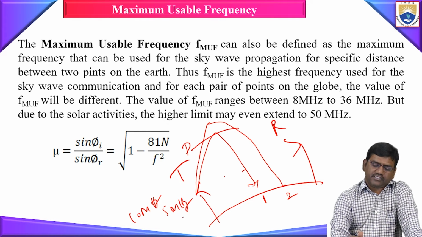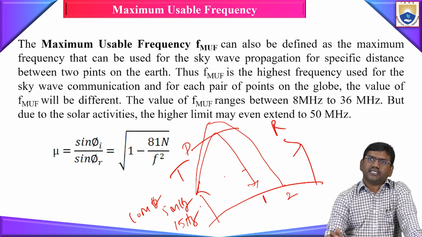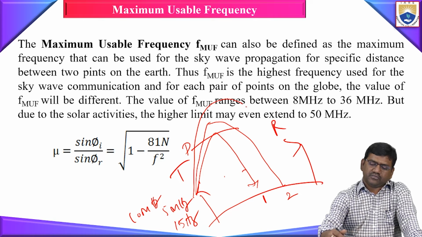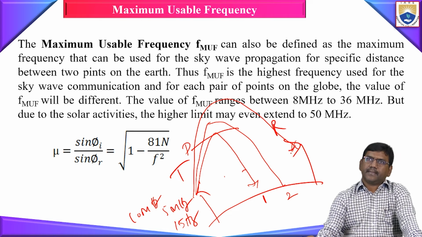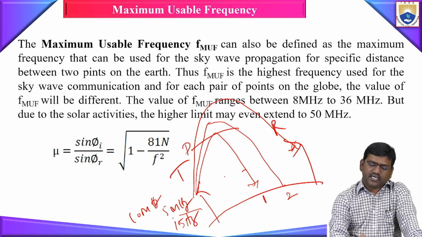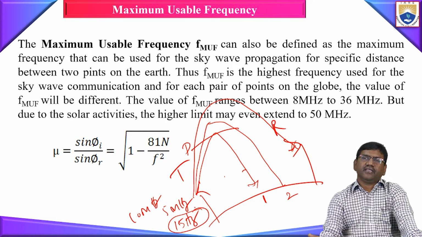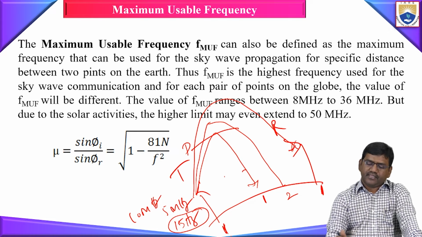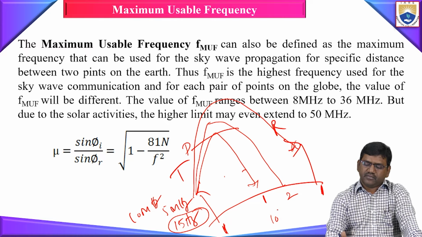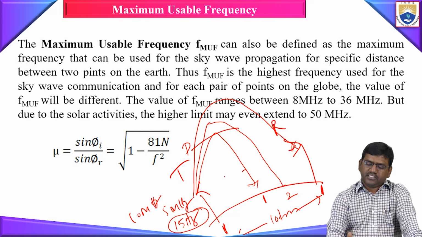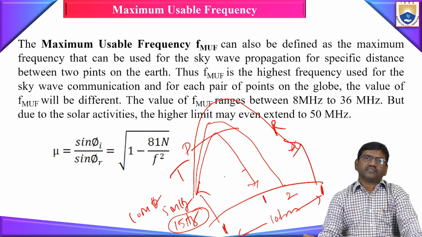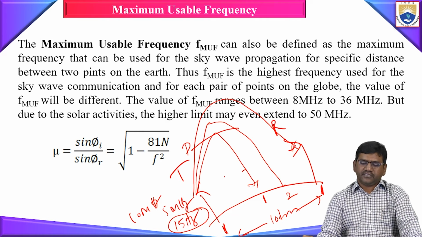Let us increase the frequency to 15 megahertz. When the signal goes to the topmost layer, it reaches the receiving antenna. That means 15 megahertz is the maximum frequency at which the wave is returned to the receiving antenna for a given distance of propagation. The distance is fixed, let us say 10 kilometers, between the transmitting antenna and the receiving antenna. So at what frequency do we need to send the signal so that it reaches the receiving antenna?